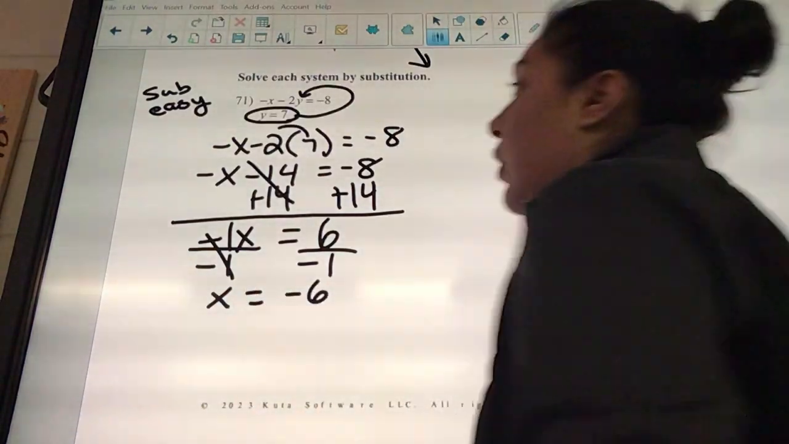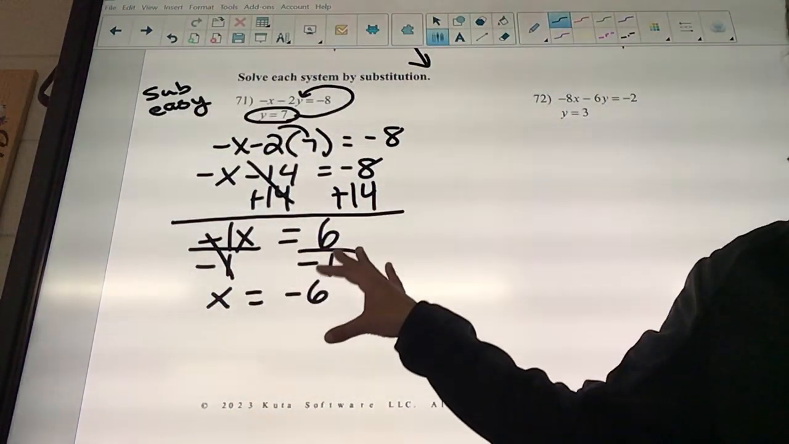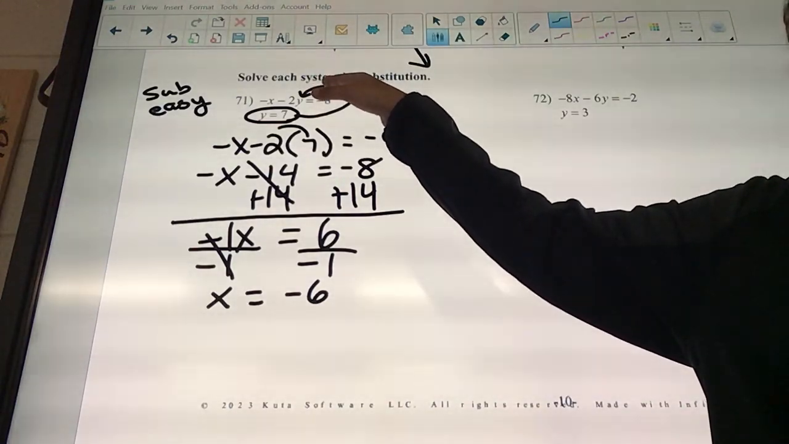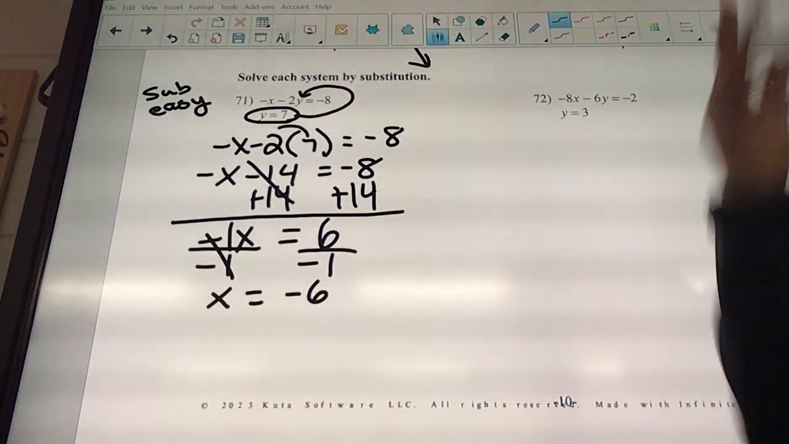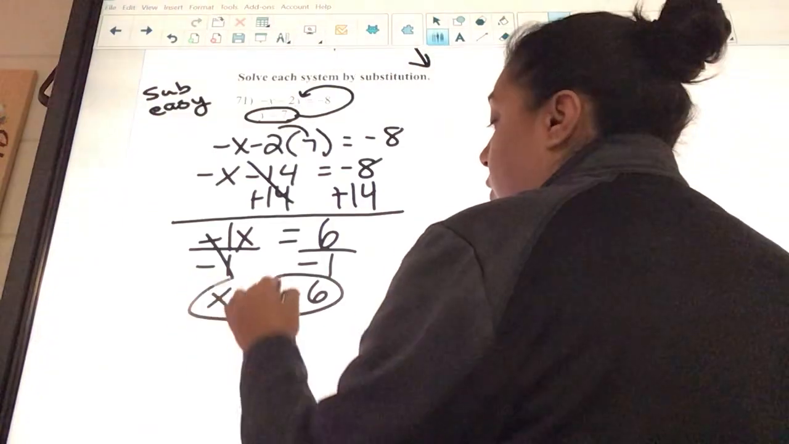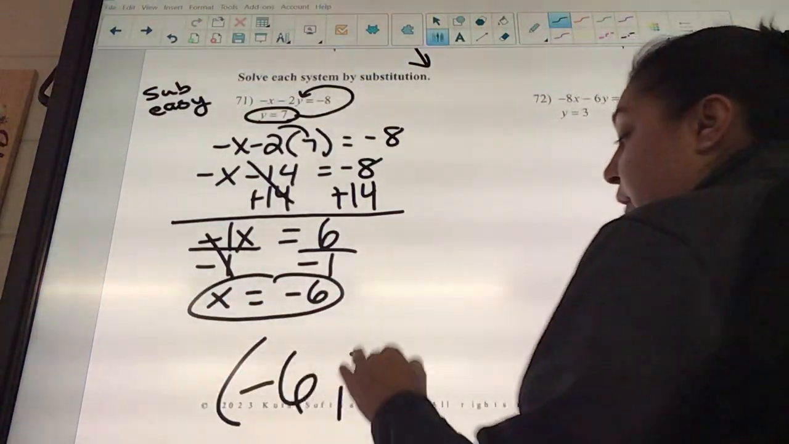These ones are called easy because normally you would take this and plug it in up here, but we already know the y. What is the y? 7. So we can go ahead and write this as a coordinate of negative 6, comma 7.